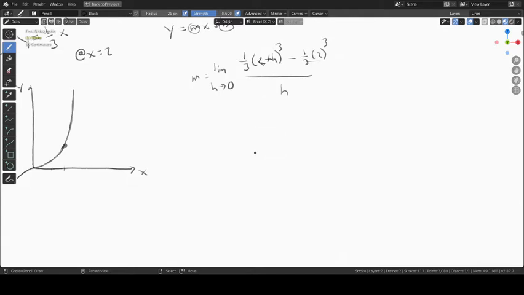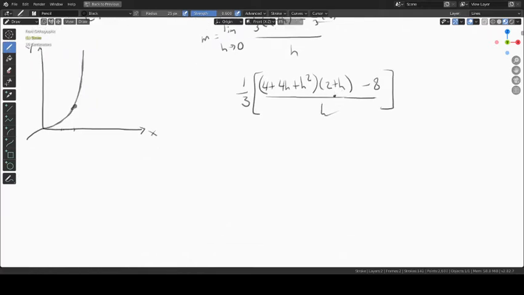So 2 plus h cubed. That's going to give us 4 plus 4h plus h squared times another 2 plus h. Let's factor out a third over here and have that multiplied by the whole thing, and then we got minus 2 cubed, which is 8. All that's divided by h. We can add that limit in later, but we'll just keep working this out.